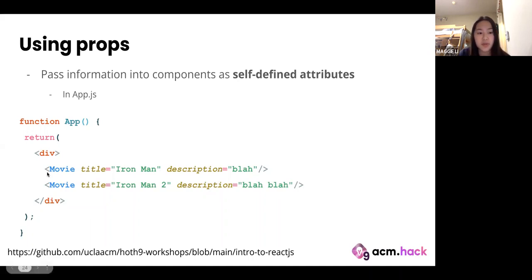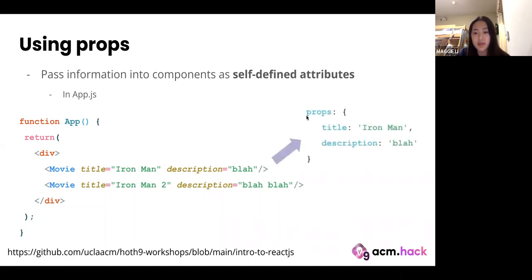For example, with this statement where we create this first movie component, this is what the props object would look like. It would have a property called title, and the value would be Iron Man. It would have a property called description, and that value would be blah.